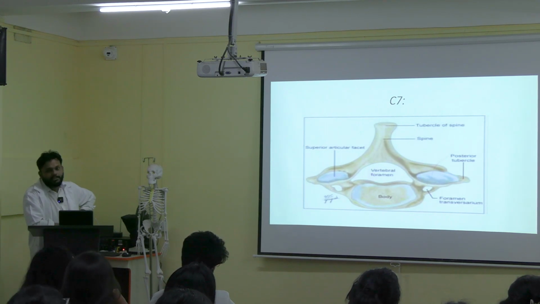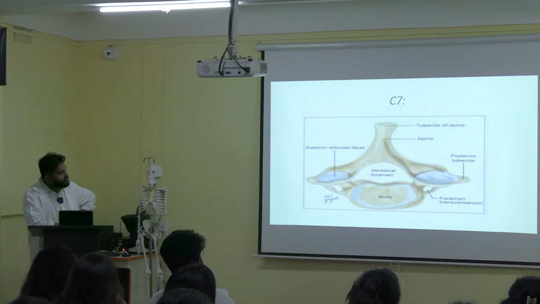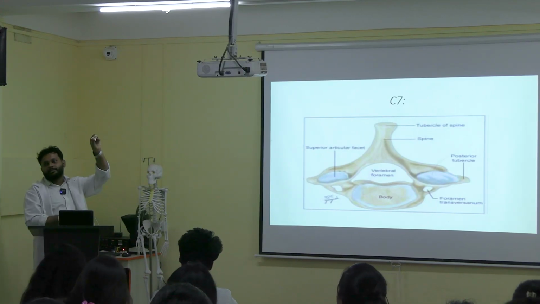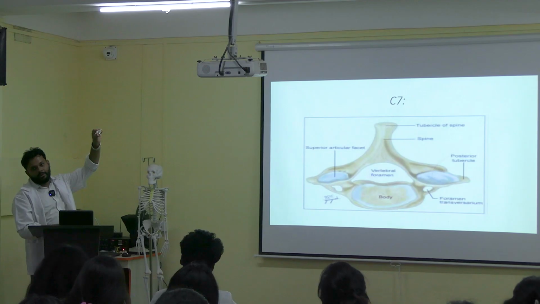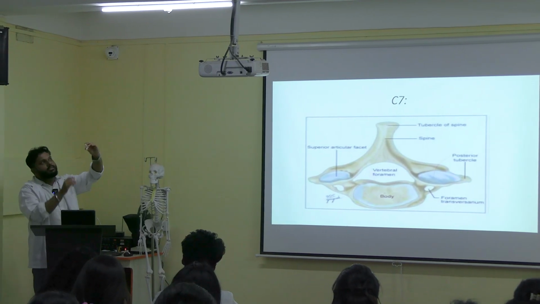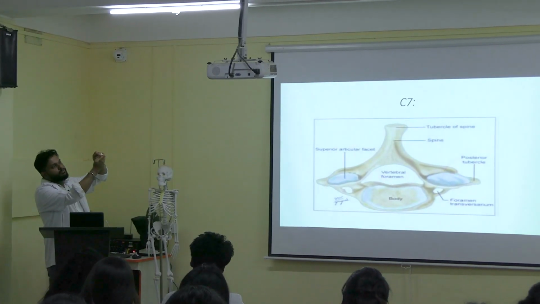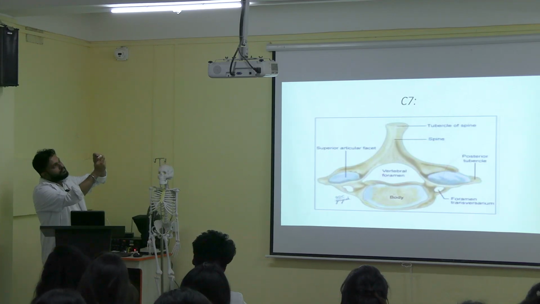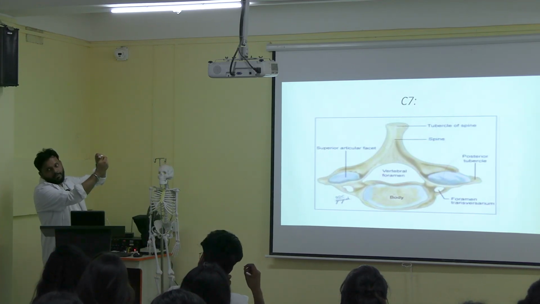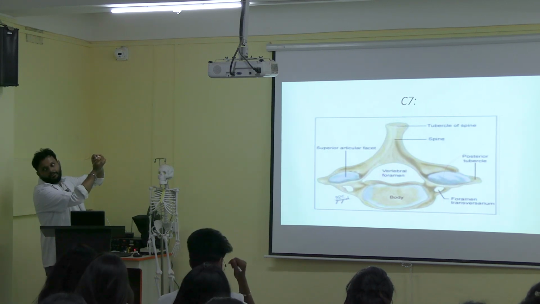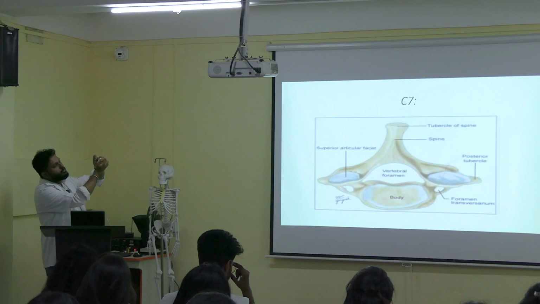Along with it, the transverse process, and posteriorly this is present, the posterior tubercle. See, this is the C7 vertebra. You can see, right? The spine is relatively longer. This is the spine. What is this thing? These two are superiorly present, that is the superior articular facet. This is the transverse process, and this is the posterior tubercle.